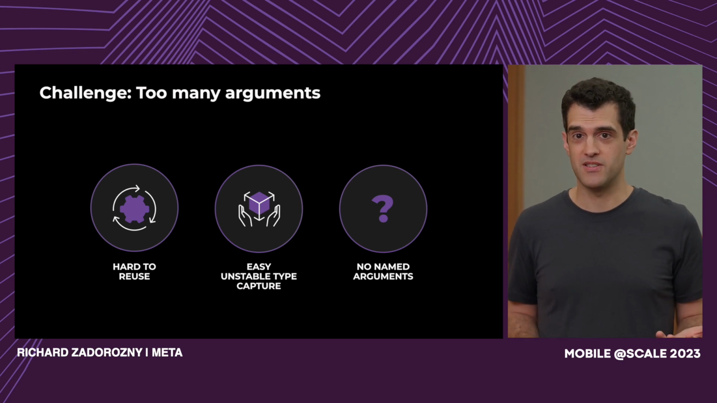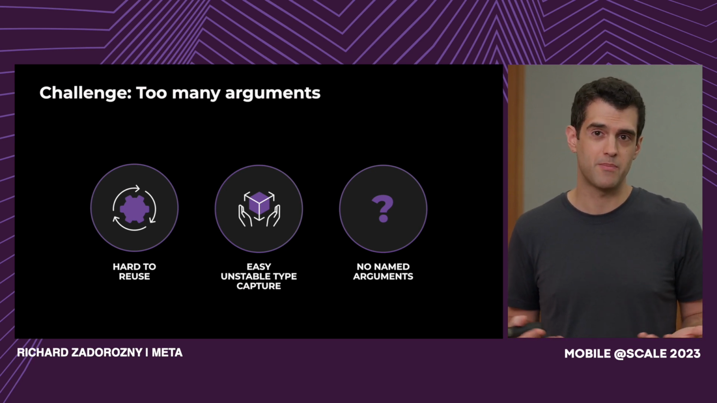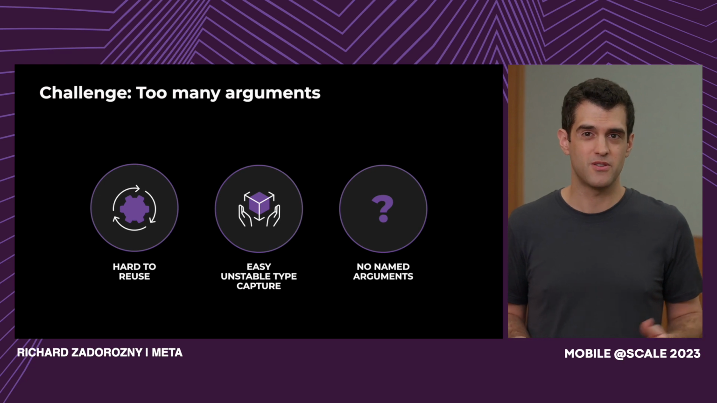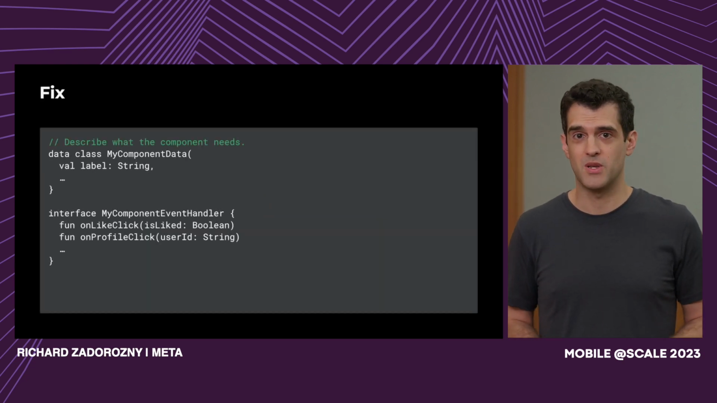The other issue with lambdas is that you can't call them with named arguments. And if it's just one argument, that might be fine. But if they start to get a bit more complex and have multiple arguments, it's not a really great developer experience. So the fix, fortunately, is pretty simple.